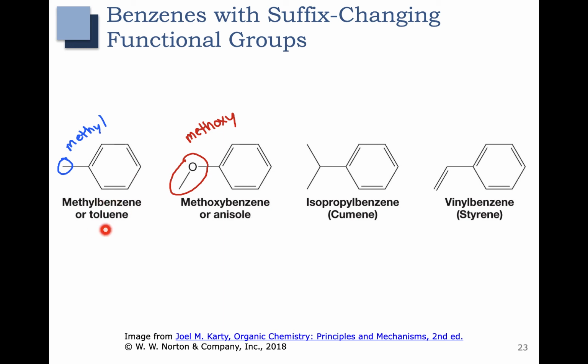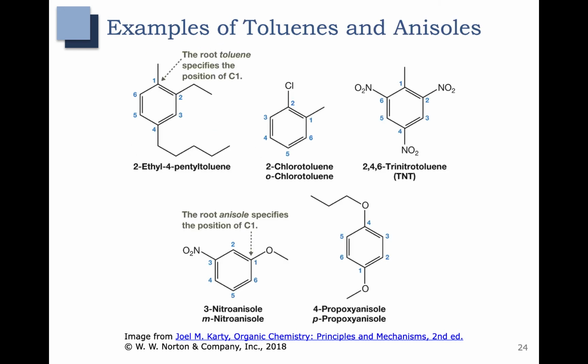When we use the name toluene or anisole, we have to adopt the same rules for naming these molecules as we do for other suffix-changing functional groups. That means that you would have to give priority to the suffix-changing functional group. Let's look at some examples of that. In our first example, we have a toluene. The toluene includes the methyl group, and because the toluene is a suffix-changing functional group, that means that the methyl group has to get the number 1.